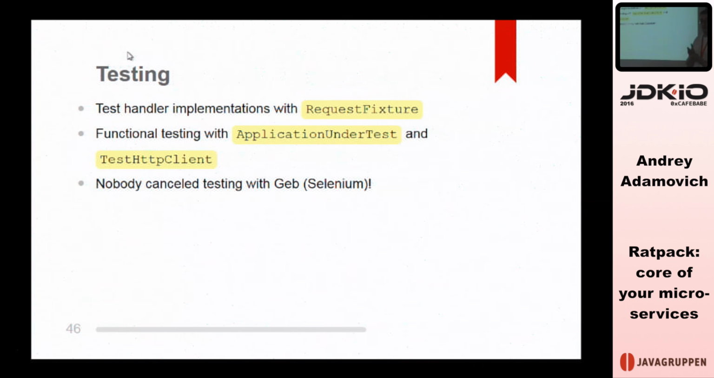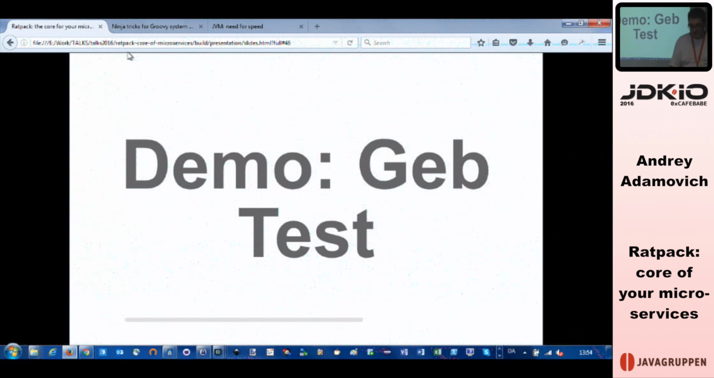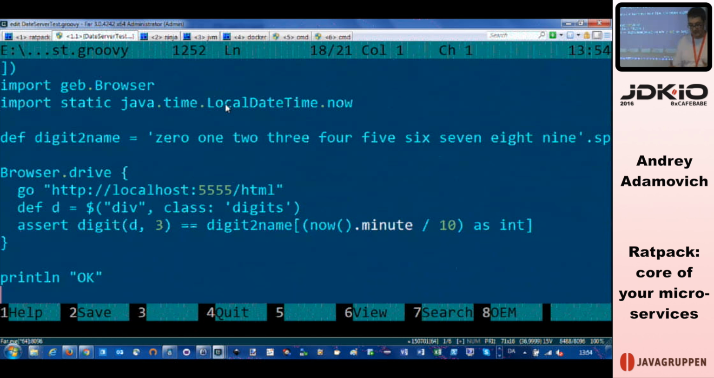But Ratpack also provides internal components to actually start the full application, or part of the application with some part of the handler chain, inside a unit test or inside an acceptance test, and run that against the real HTTP server and test more real stuff than you probably expect. I will show you the acceptance test part later, but let's just show the Geb part.